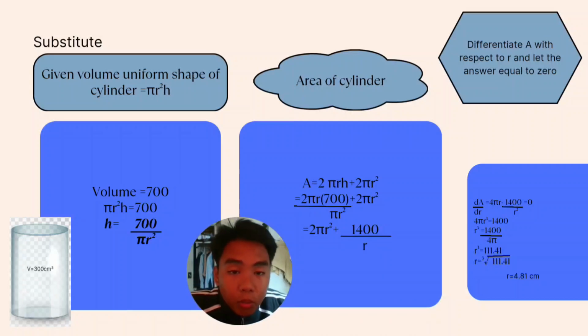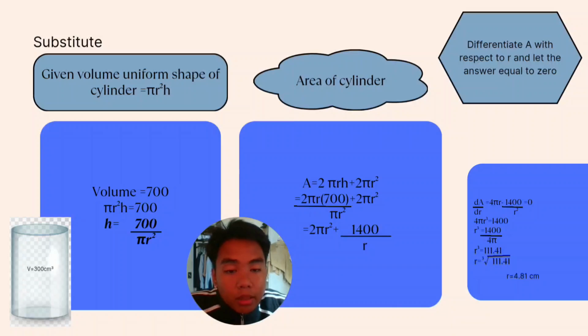So, now we must differentiate A with respect to r and let the answer equal 0. So, from the calculation, we just simply differentiate it. 4 pi r minus 1400 over r square equal to 0. So now we just move the r square to the left hand side. So it will become 4 pi r cube equals 1400.